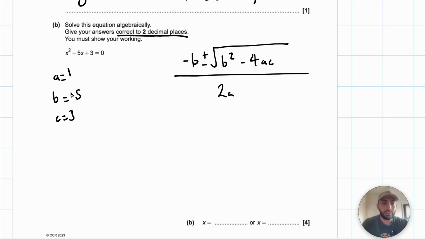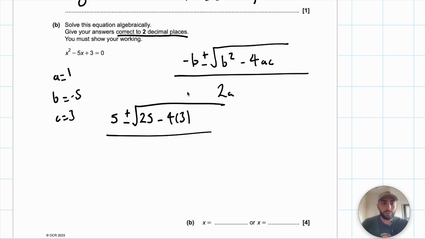So I've got minus b, need to be careful here because it's a negative. So it's going to be 5 plus or minus the square root of b squared, negative 5 squared is 25, minus 4 lots of ac, minus 4 lots of 1 times 3. So that's going to be 3. All over 2a. 2a is 2 times 1, so 2. Just simplify this bit. I've got 5 plus or minus the square root of 25 take away 12. That'll be 13 over 2.